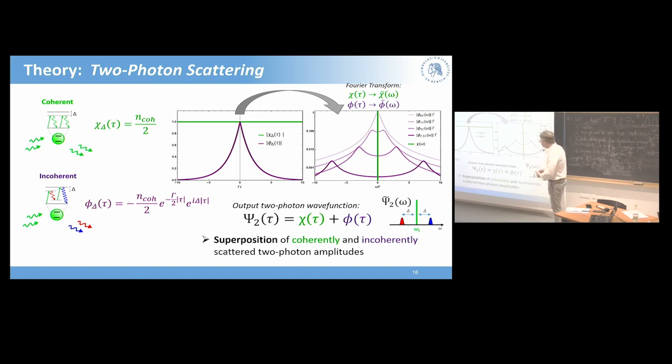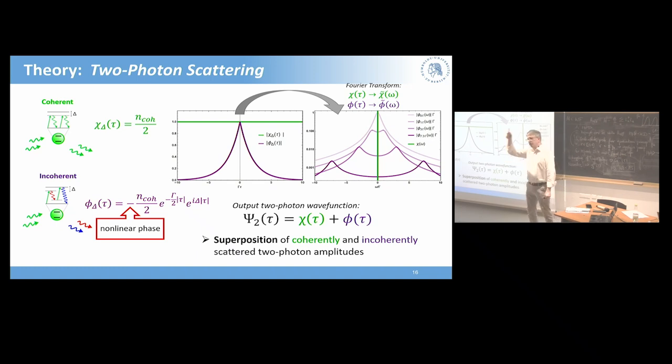So now let us look at this two-photon wave function in more detail. We see that compared to this coherent component, there's a minus sign here. This is actually a nonlinear phase, because it's different by a factor of -1. There's an easy way of understanding that. Here we have two independent scattering events, so two times I absorb a photon and emit a photon. When I absorb and re-emit a photon, I get a phase of pi in this process. Doing this two times, I get a phase of 2 pi, and 2 pi is 0, so I get a plus sign here.